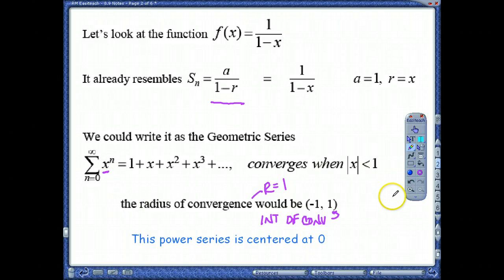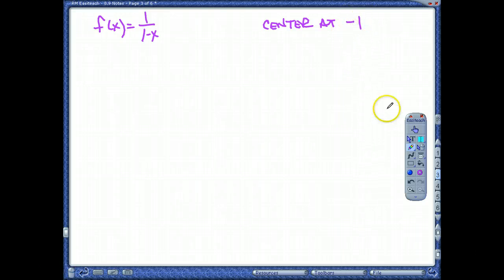Now we talked about in section 8.8 when we are centered about 1 or about -1, and we're going to take a look at that as well. Okay, so if we look at this function f of x, okay, that's centered at 0. Well, I want to be centered, let's center at -1.